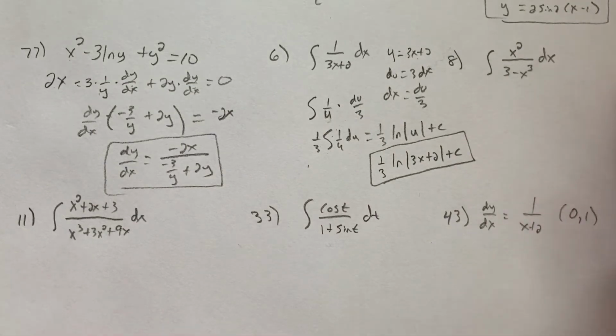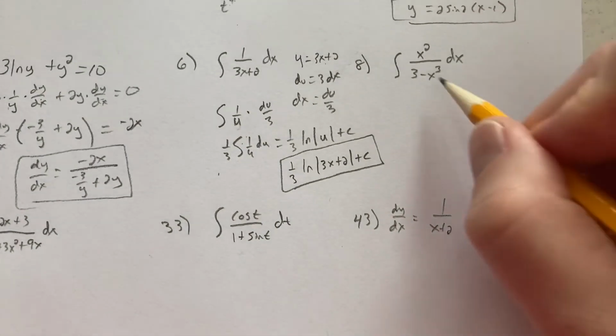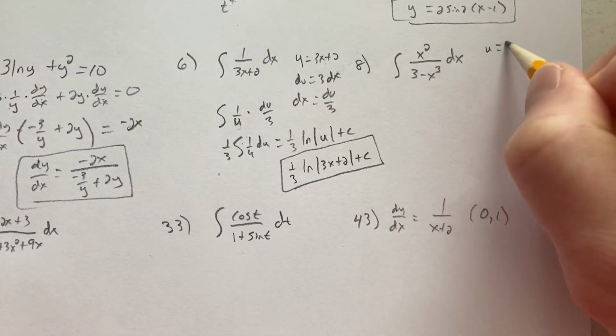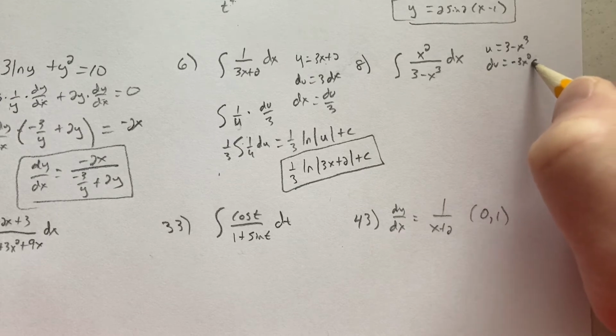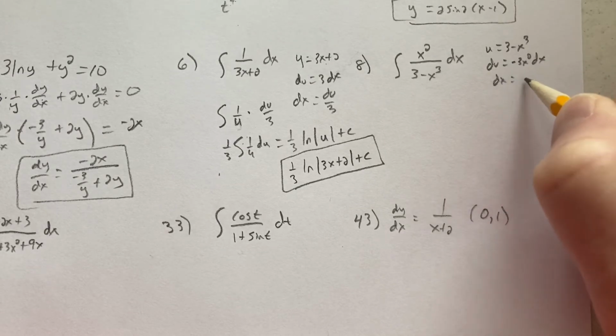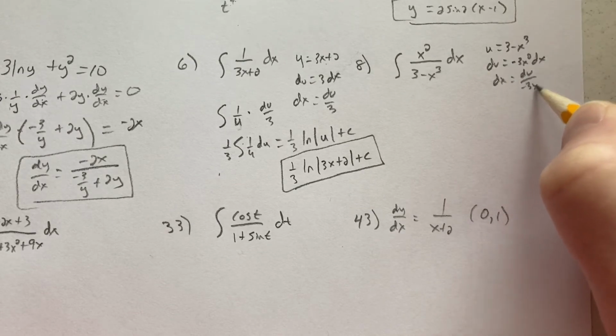Same thing on number 8. We might want to do a u sub there. The whole bottom should be the u, so 3 minus x cubed. du would be negative 3x squared dx, so dx would be du over negative 3x squared.